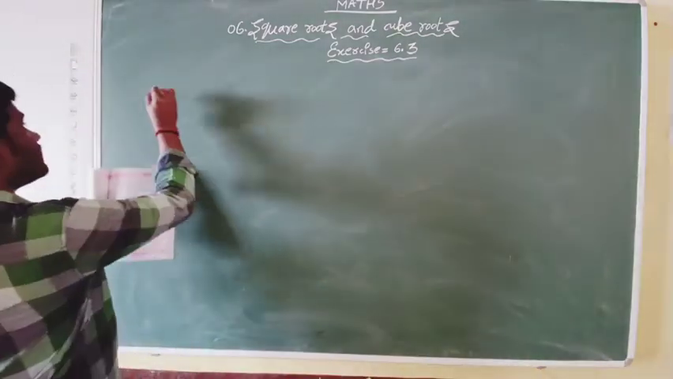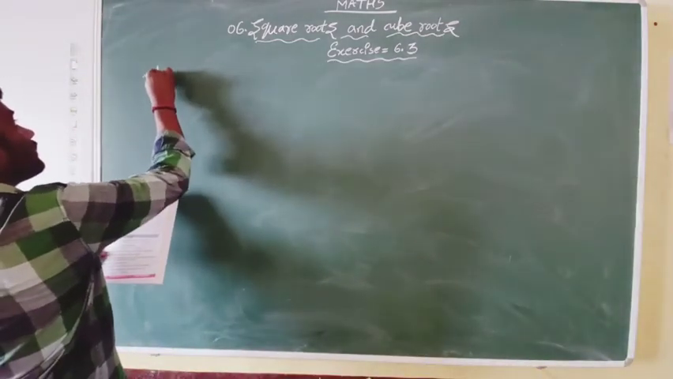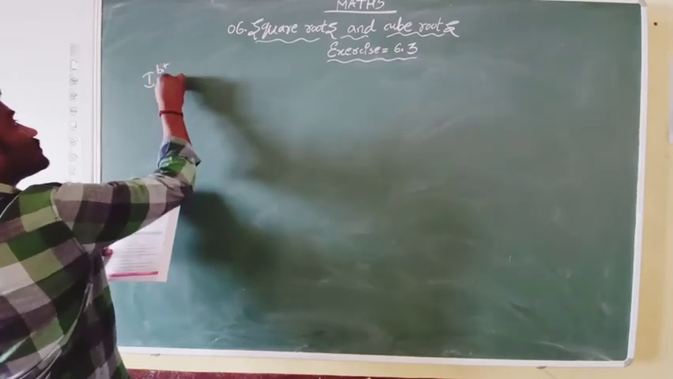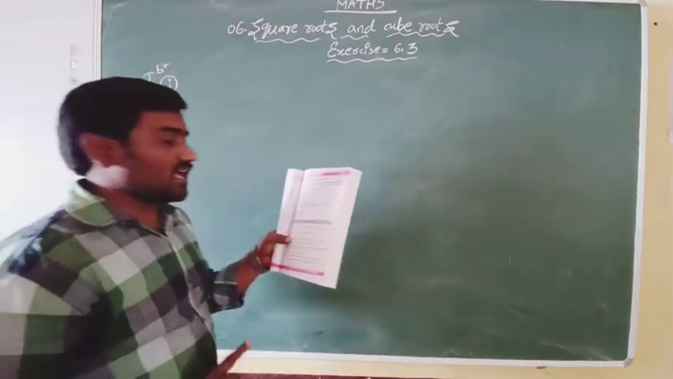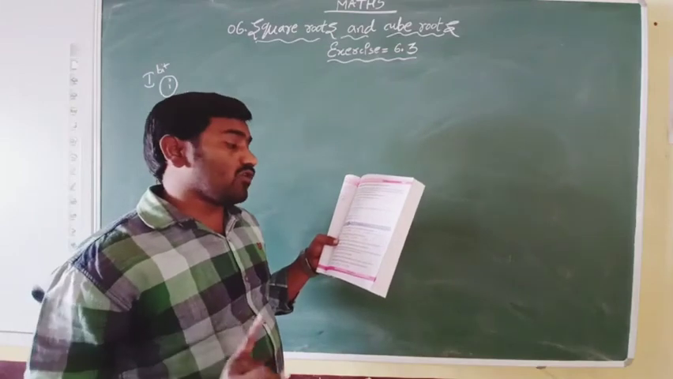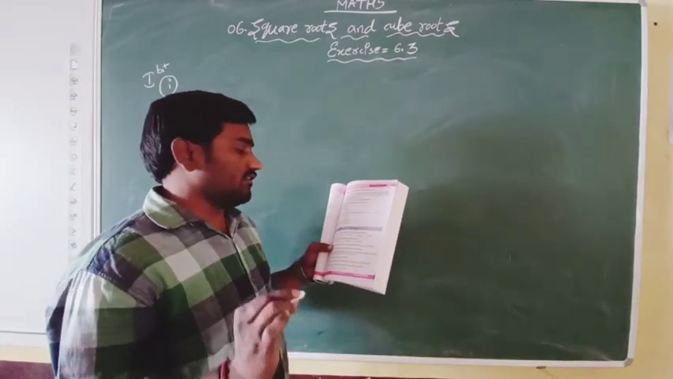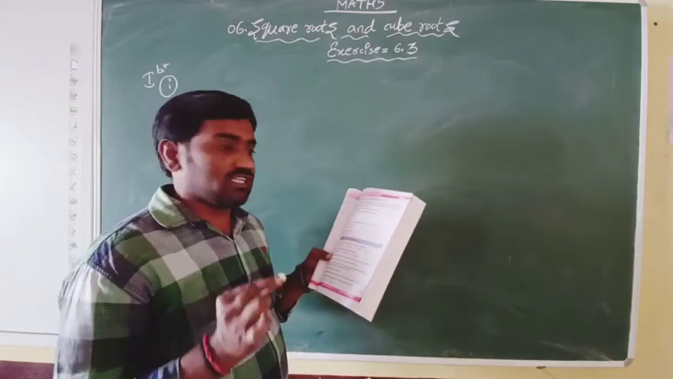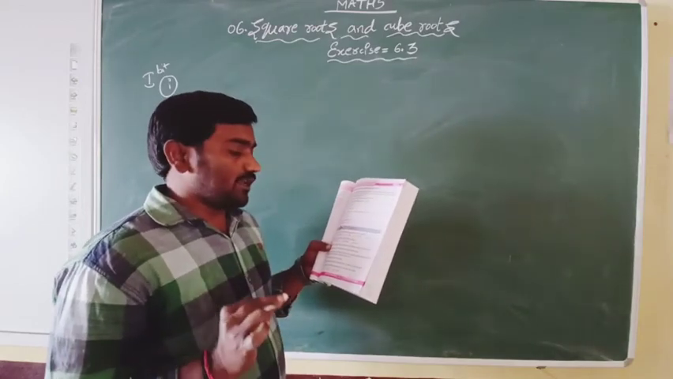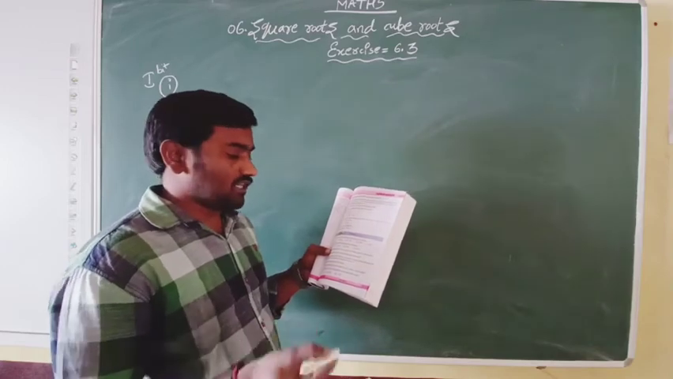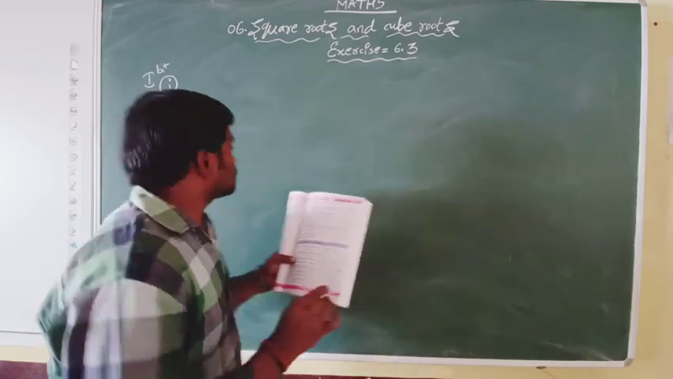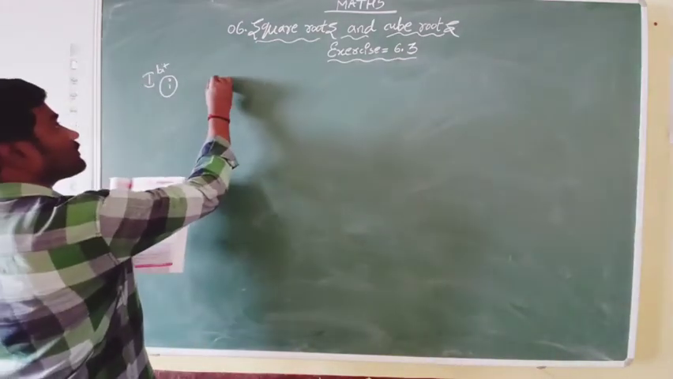Here in the first bit, the first question is: find the square root of the following by the division method. Here I will tell you the division method very clearly. There are 5 internal questions in this first bit. Let me explain any 3 of the questions. Okay, let me go for the first question.